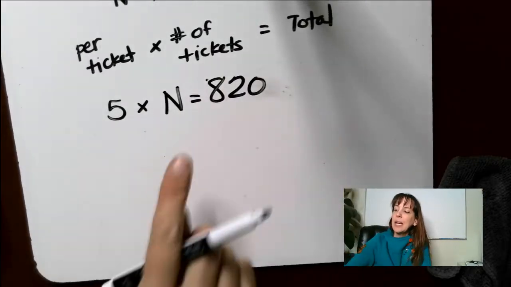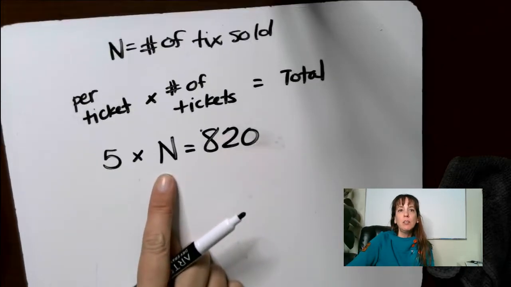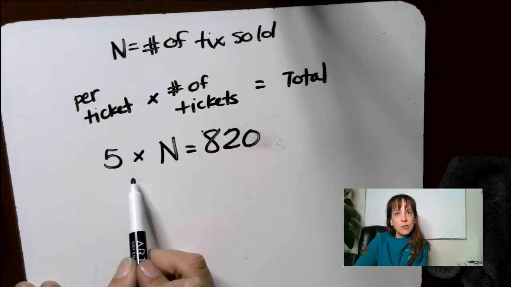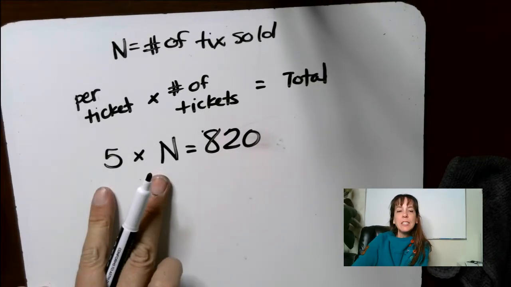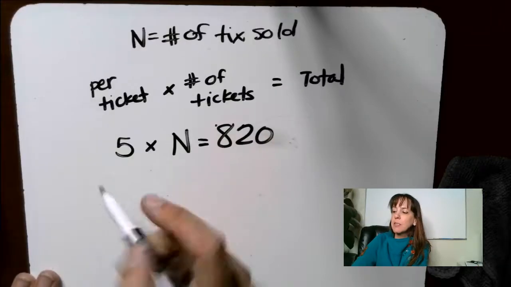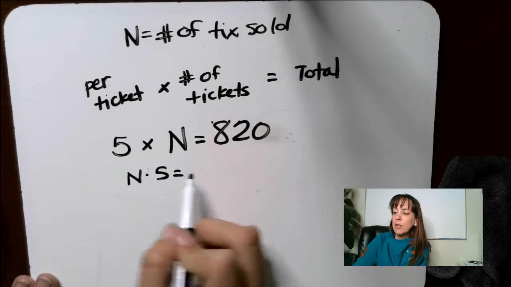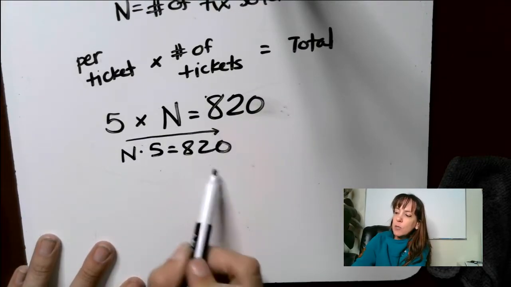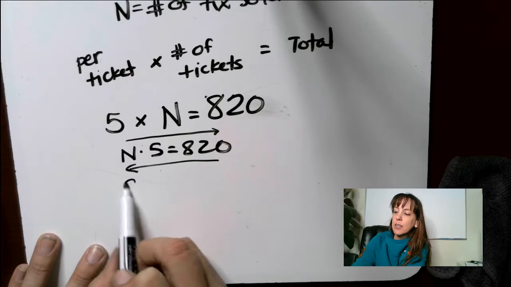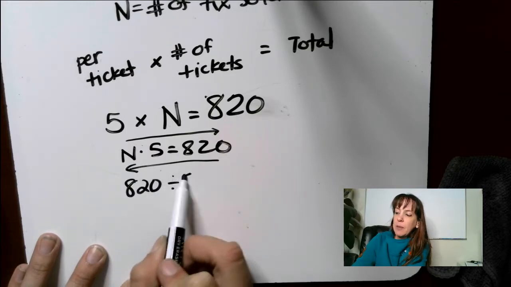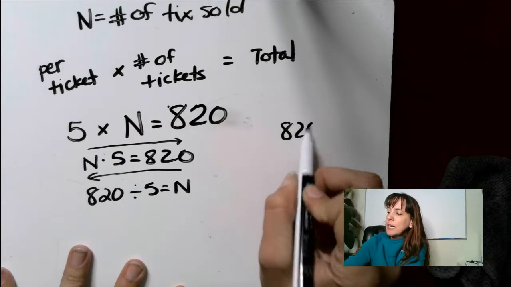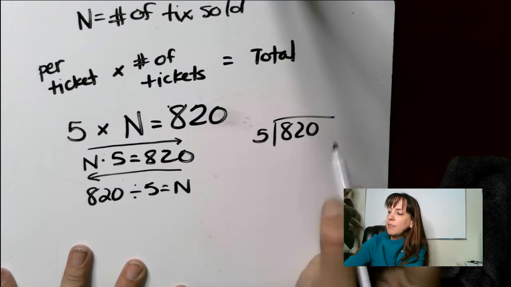All right, so guys, I know with having our variable in the middle, if I multiply in this direction, I can divide in this direction. It's not going to be as helpful. So let's flip those around, right? The commutative property says that we can make that n times 5 equals 820. Now we're multiplying in this direction, we can divide in this direction. 820 divided by 5 equals n. So we're going to come over here and do 820 divided by 5 equals n.